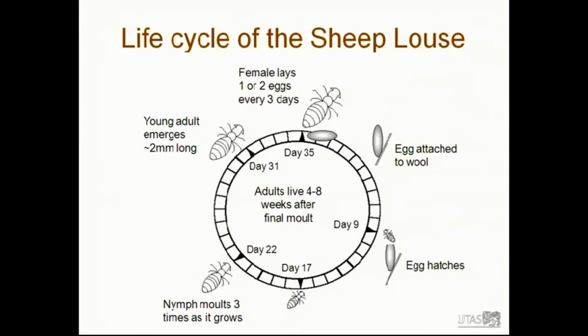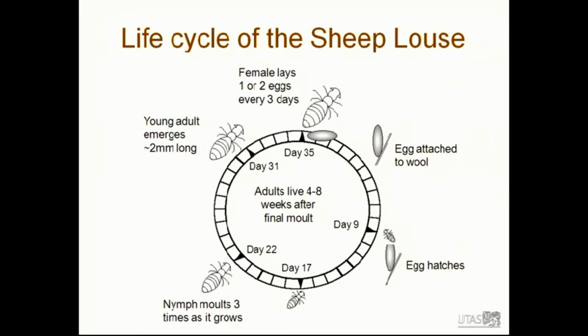The eggs are laid on the wool, the egg hatches, and then the nymph molts 3 times. And the point here is that the entire life cycle is spent on the sheep. Unlike a lot of other insect pests and internal parasites, they don't have any part of their life cycle off the sheep.